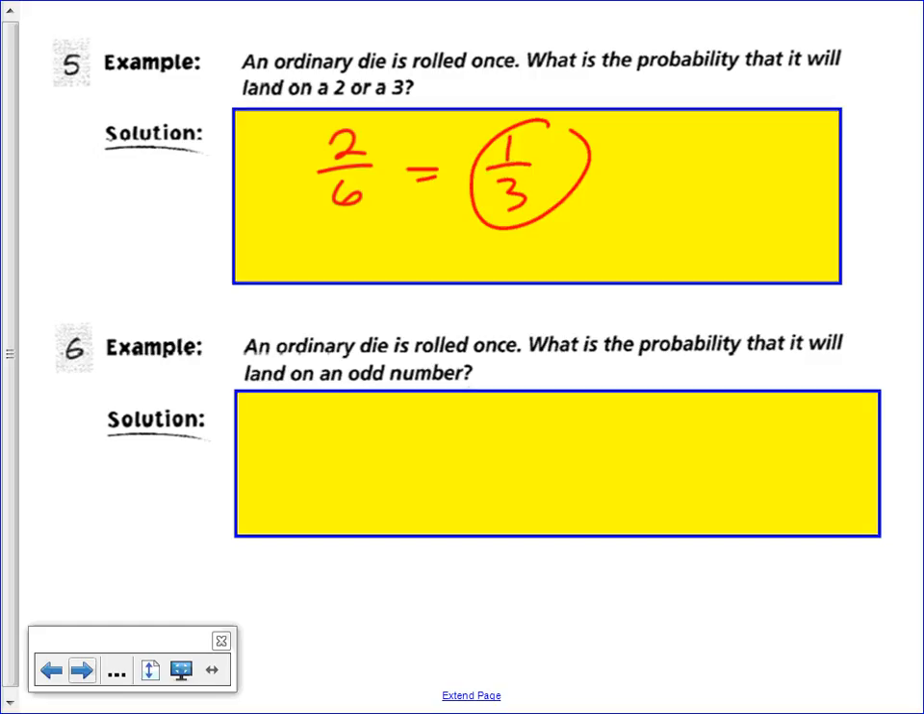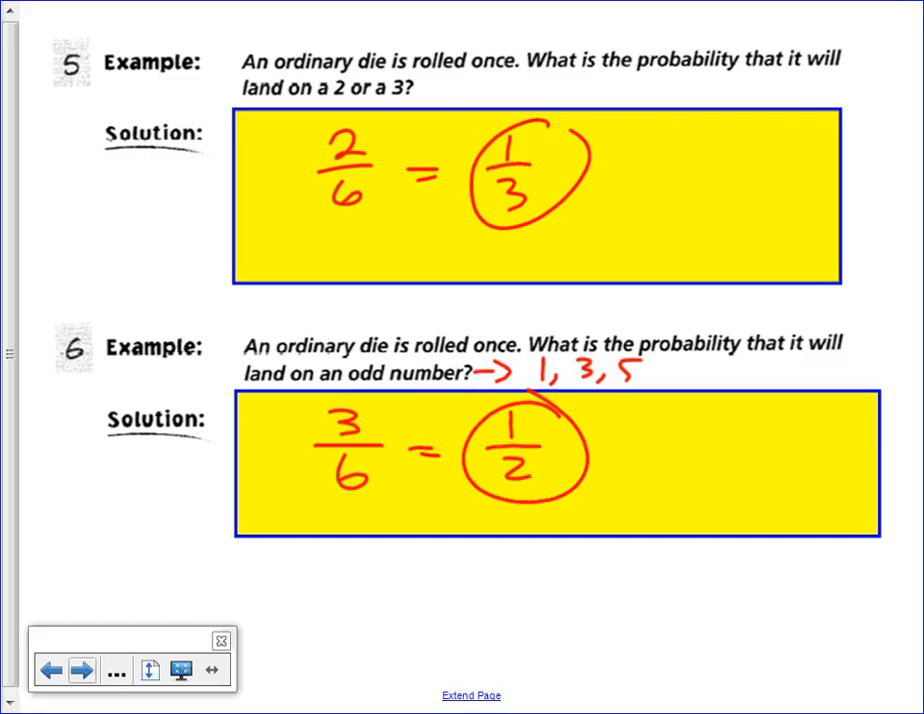An ordinary die is rolled once. What's the probability that it'll be an odd number? 3 out of 6. The odd numbers are 1, 3, and 5. So that's 3 out of the 6 possibilities, which is 1/2. So this was a bit too easy, I think.